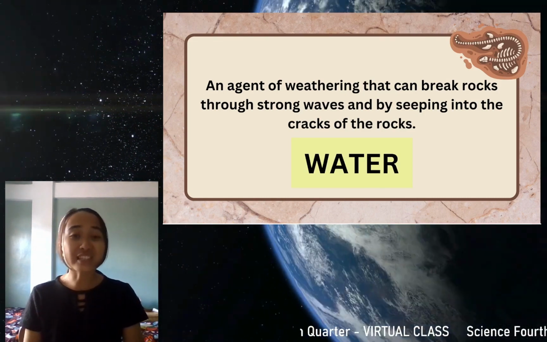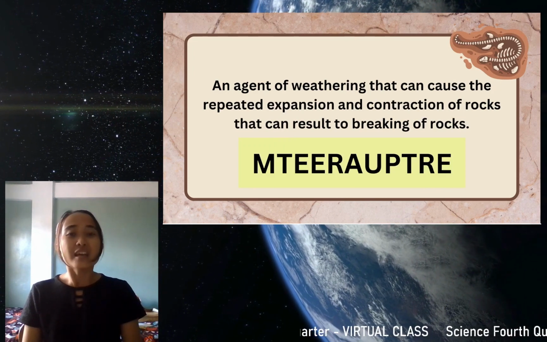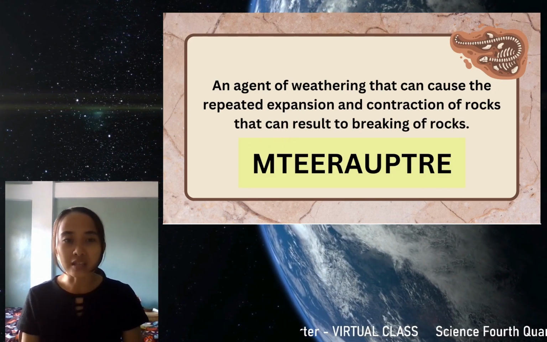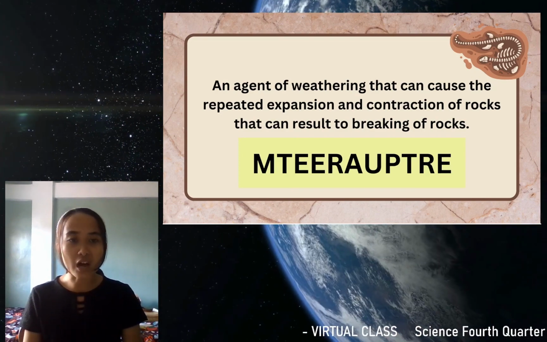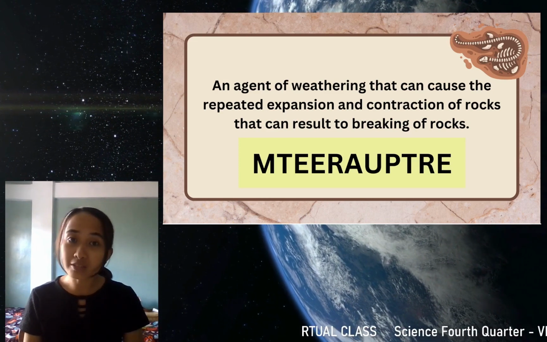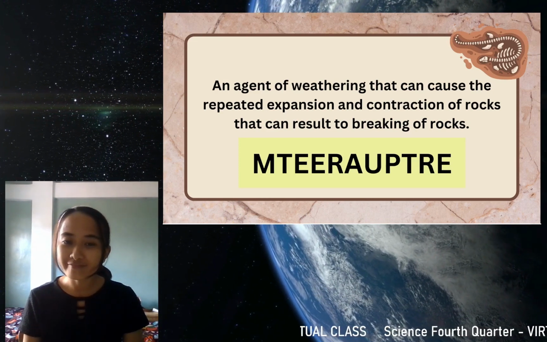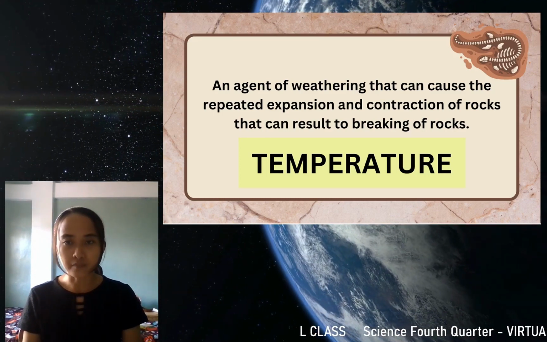Correct! The answer is water. Next, it is an agent of weathering that can cause the repeated expansion and contraction of rocks that can result to breaking of rocks. What do you call this one? Very good. It is temperature.